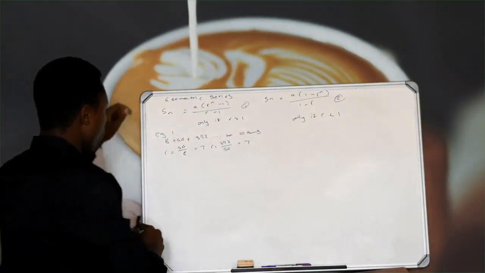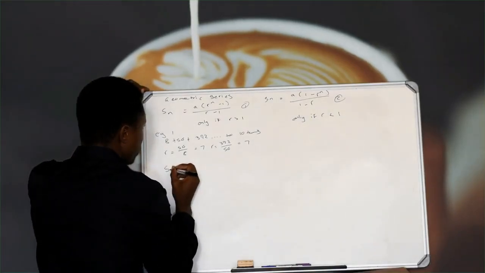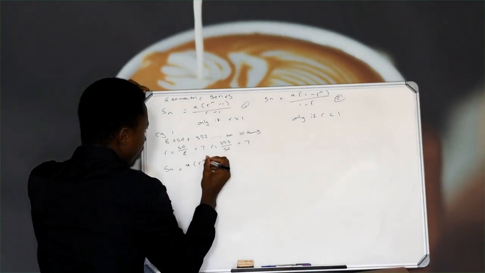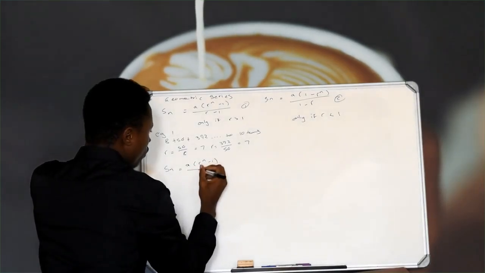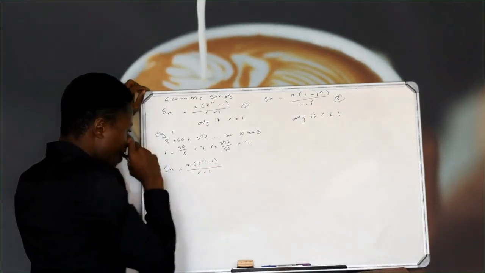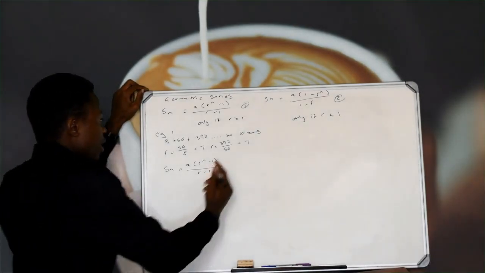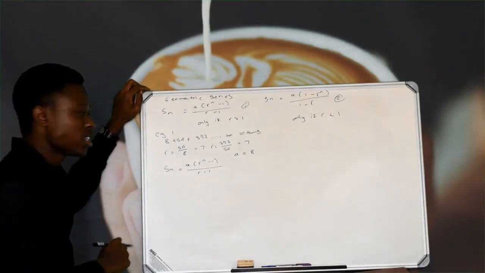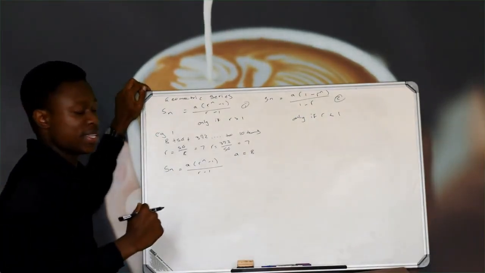Right? So let's write the formula down. Sn is equal to A(R^n minus 1) over R minus 1. What do I know? Do I know what A is? Okay, I never calculated A. A is equal to 8, because we know what the first term is. It's equal to 8.